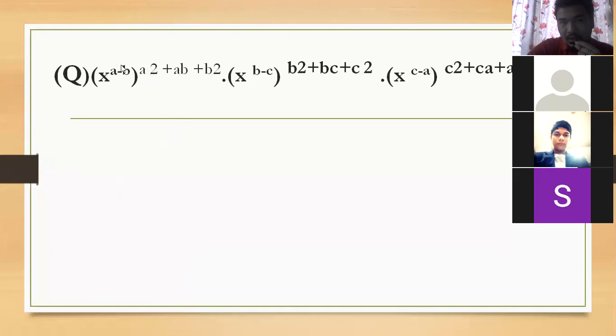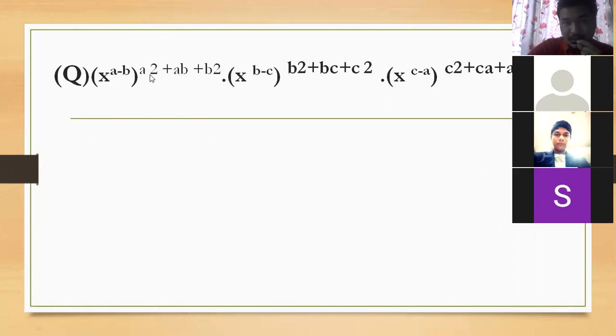Look here. When you multiply this a minus b with this a square plus ab plus b square, it is in formula form. It is the formula of what? Do you know? It is the formula of a cube minus b cube.